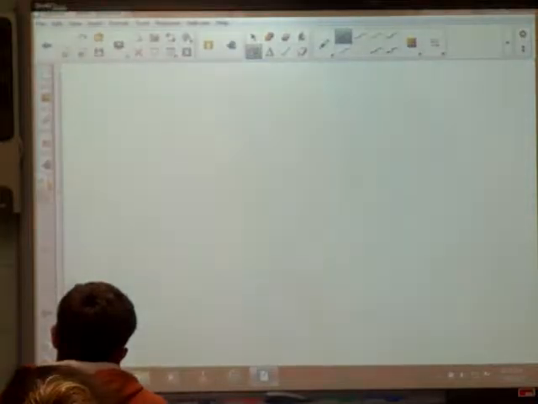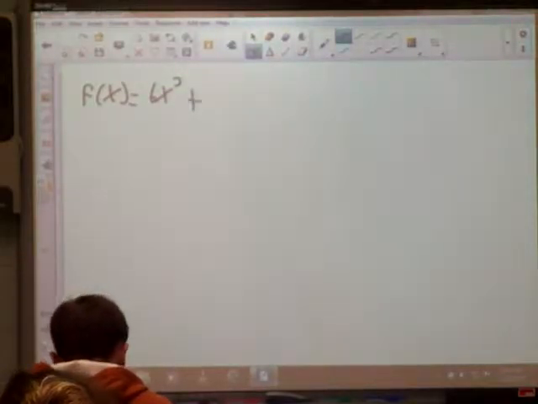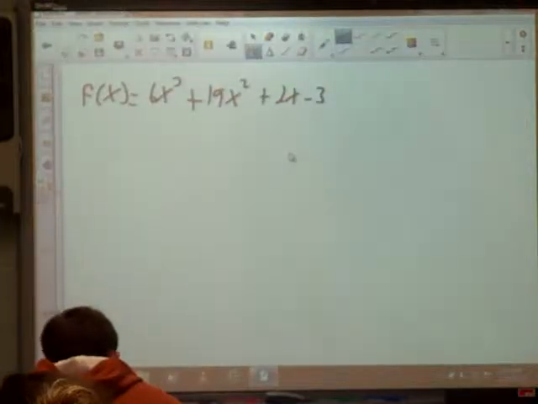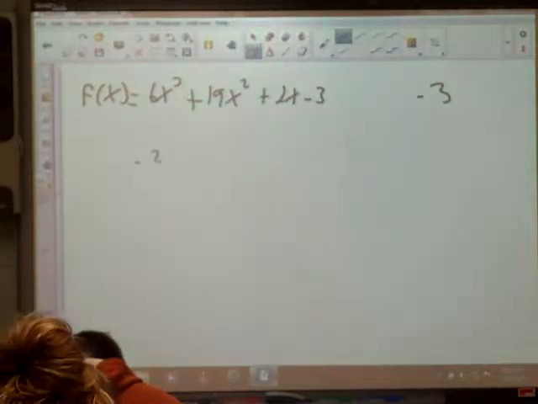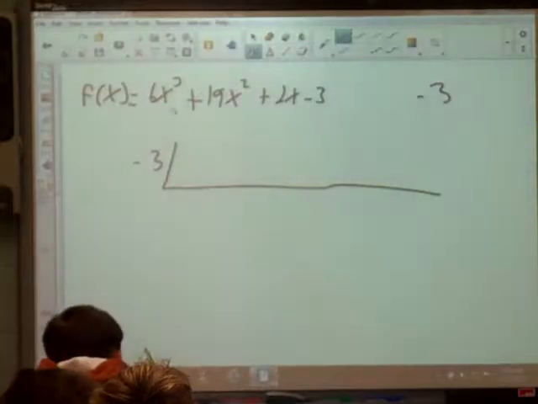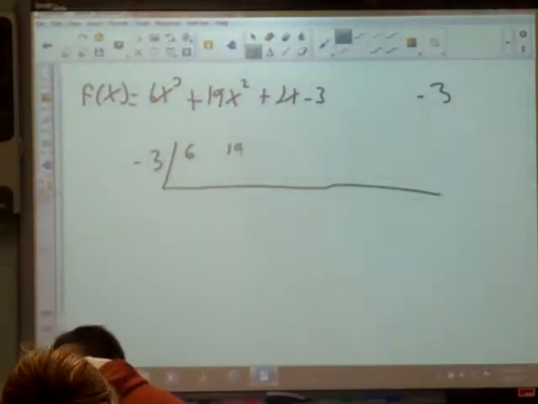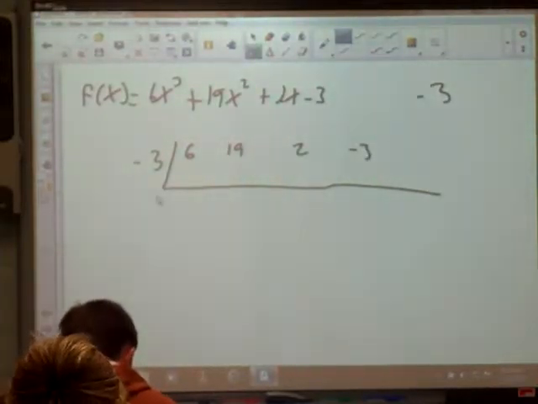Okay. This one says f of x is 6x cubed plus 19x squared plus 2x minus 3. It says factor that given that negative 3 is a 0. So if negative 3 is a 0, I'm going to use that to condense this down to a quadratic level. So I'm going to say 6x cubed, 19x squared, 2x, negative 3.